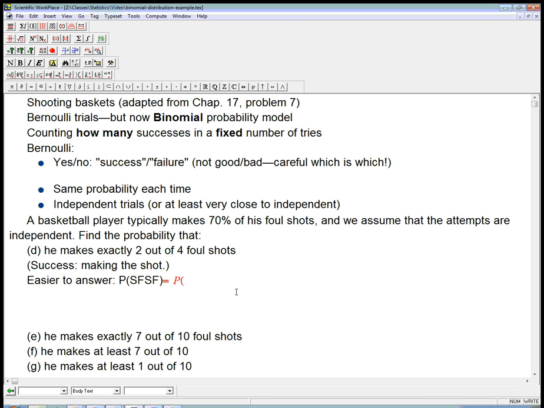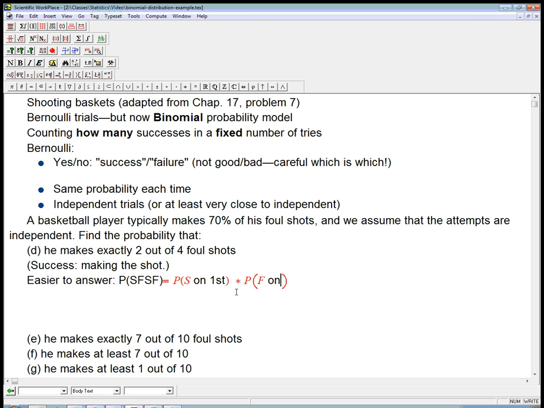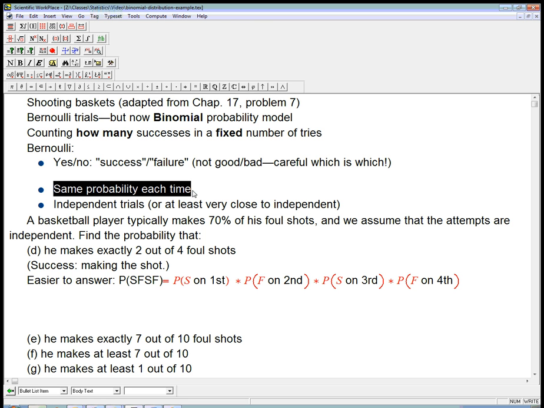So this is going to be the probability of a success on the first, times the probability of failure on the second, times the probability of a success on the third try, times the probability of failure on the fourth try. And it doesn't really matter that it's on first, on second, on third, on fourth, because of the assumption of the same probability each time.